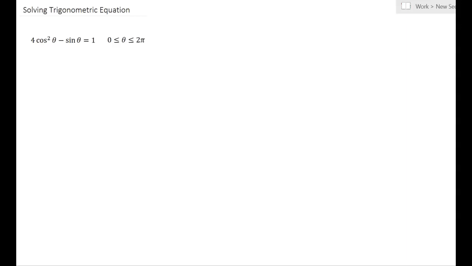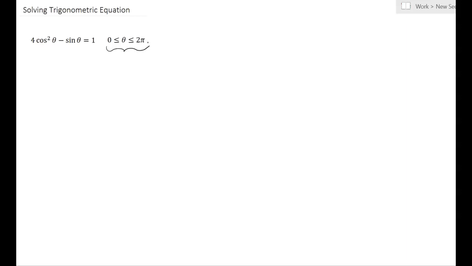Okay, here is another question. Solving a trigonometric equation. This is a harder one. It's a quadratic trigonometric equation. We want to solve for all values of theta between 0 and 2 pi, in radians.